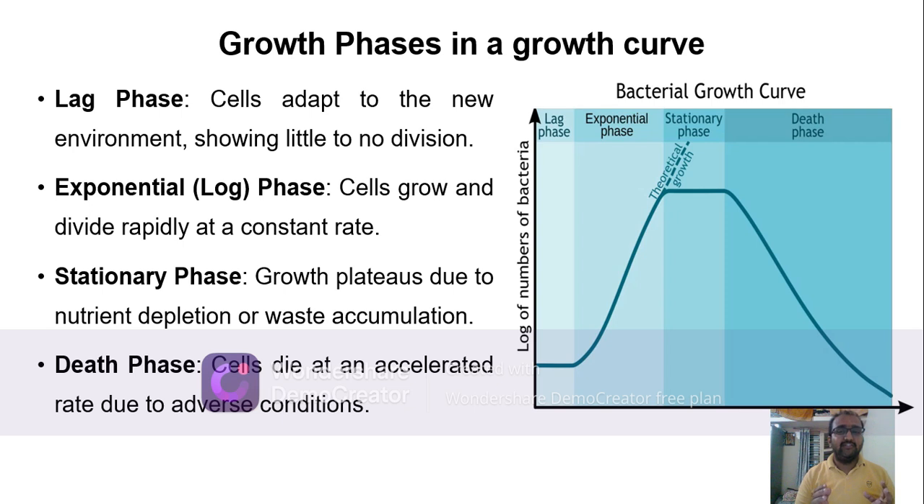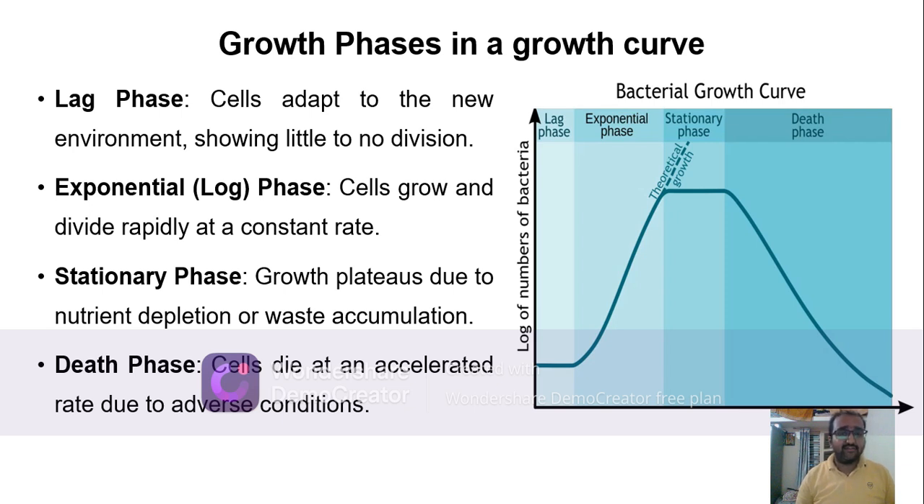Now consider a typical growth curve. If we consider bacteria or yeast in a batch culture, it follows the typical growth, which is represented as a growth curve. It is divided into four phases: the lag phase, exponential phase, stationary phase, and death phase.